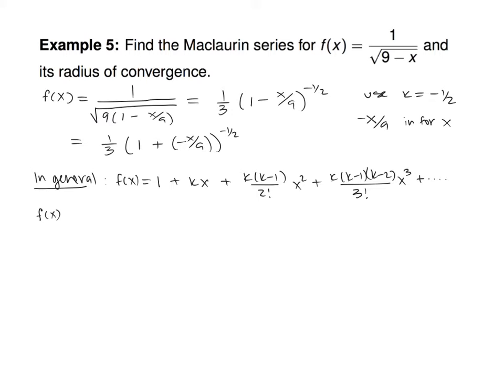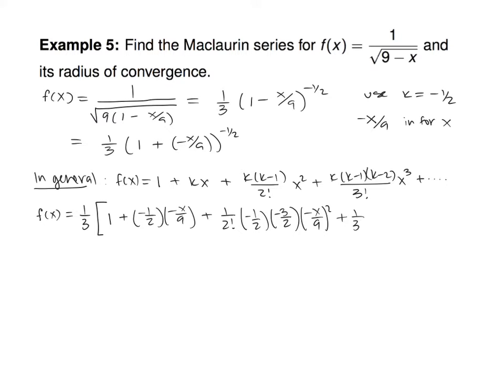So our f of x, first of all, we have that 1/3 hanging out in the front, so we'll just factor him out. Then we have 1, and plug in your k, plug in your x. So plug in negative 1/2 for k, negative x over 9 for x. Then I'm going to make that 1 over 2 factorial. K is negative 1/2, and then negative 1/2 minus 1 is negative 3/2. And we have negative x over 9 squared. And then plus 1 over 3 factorial, negative 1/2, negative 3/2, negative 5/2, and then negative x over 9 cubed, plus more stuff.